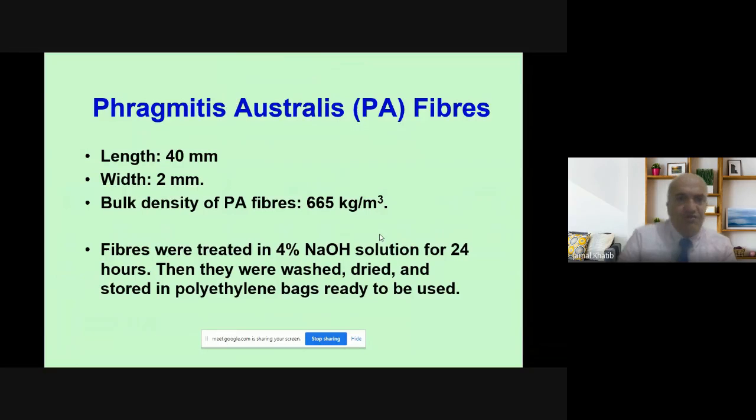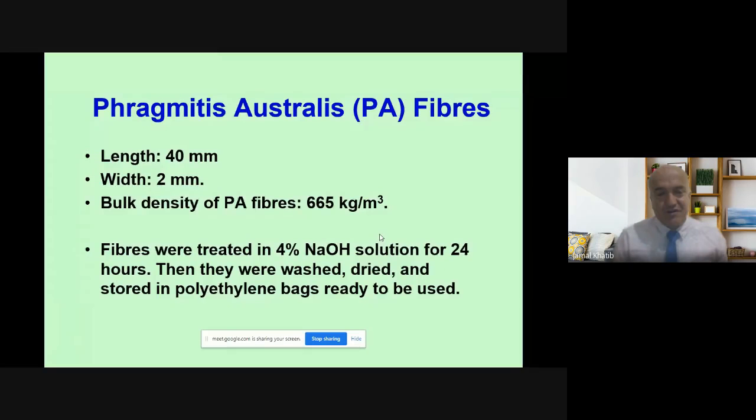For the Phragmites australis, we used a length of 40 millimeter, which is slightly different from the one before, and a width of 2 millimeter. And that is one thing in our research. In the future, we're going to focus on comparing like with like, but at the moment, we did 2 separate investigations. We didn't do them together. So that's why I'm reporting each one at a time, because we cannot compare, to be honest.